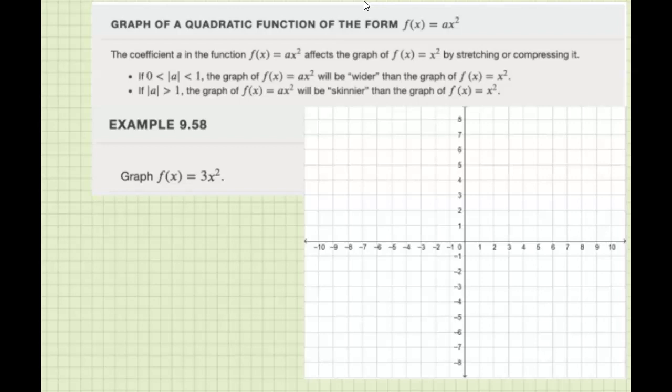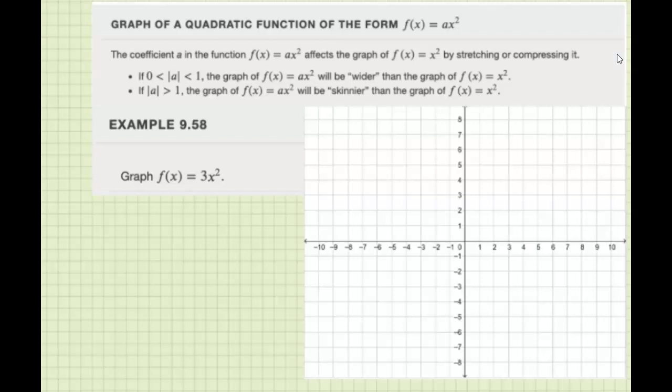It's a stretch. Okay, so this is absolute value. It doesn't matter if it's positive or negative in terms of the stretching and the compressing. If it's positive, it turns up. If it's negative, it turns down. It kind of goes with those properties we learned in the last section.